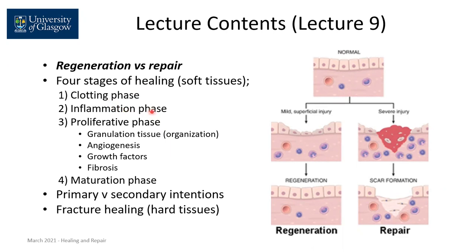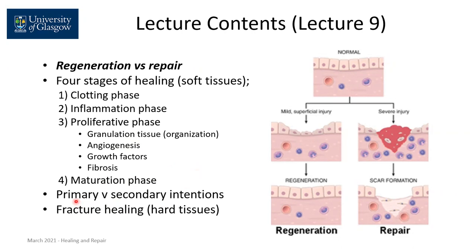So we have the clotting phase and the inflammation phase. So these are two phases that we've talked about in great detail in previous lectures. We have the proliferation phase. So basically this involves each of these components. So the formation of granulation tissue, the process of angiogenesis, the importance of growth factors, and also this process of fibrosis. And we'll talk about each of these in a lot greater detail in today's session. And then finally, you have the maturation phase.